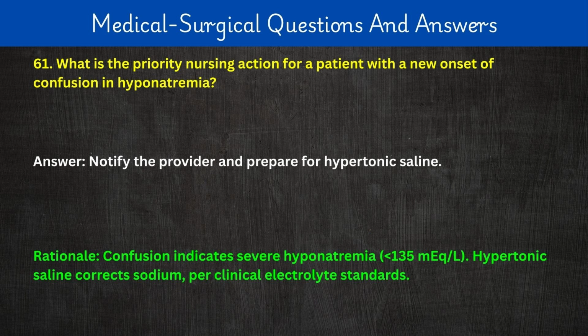Answer: notify the provider and prepare for hypertonic saline. Rationale: confusion indicates severe hyponatremia, less than 135 milliequivalent/L. Hypertonic saline corrects sodium, per clinical electrolyte standards.